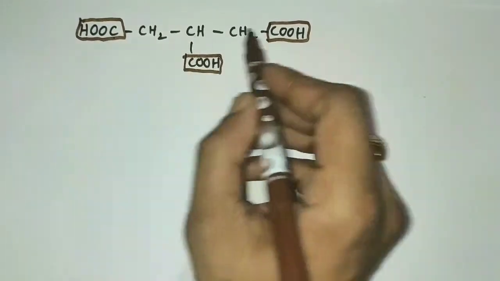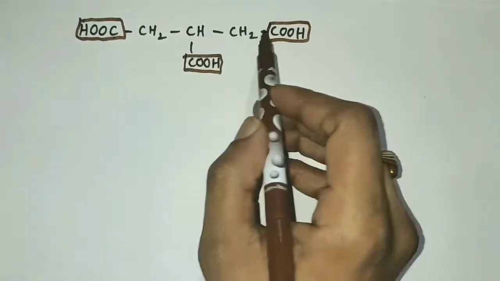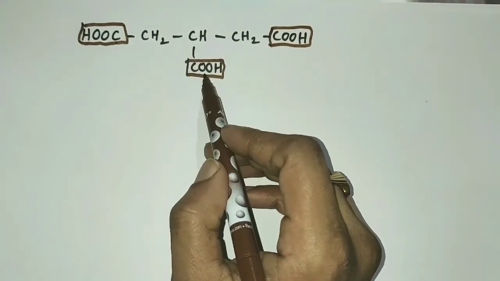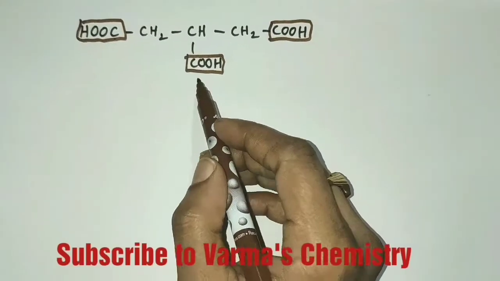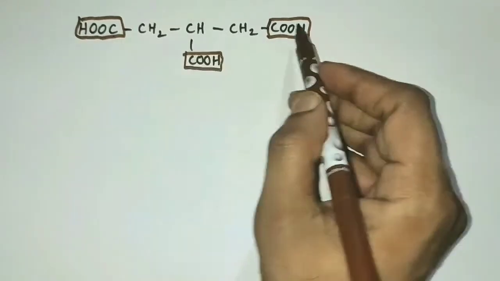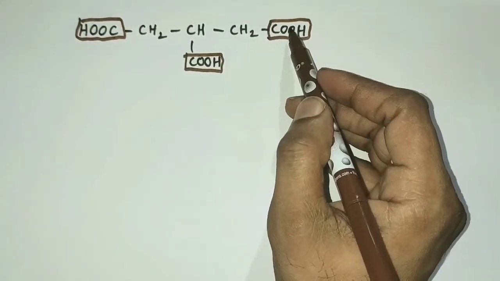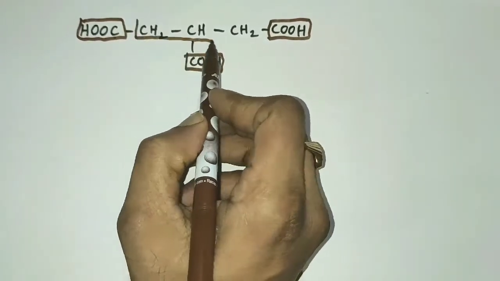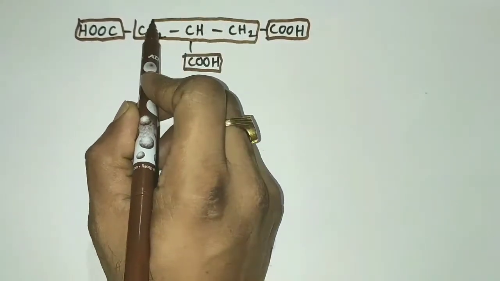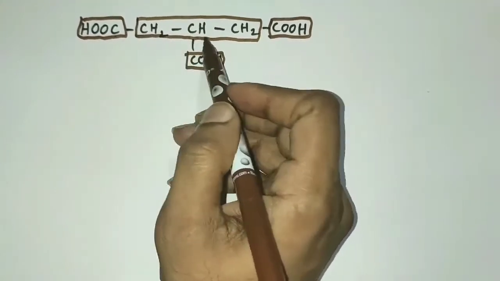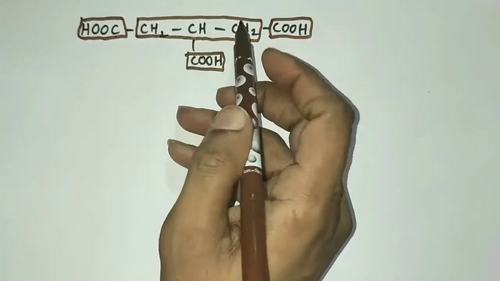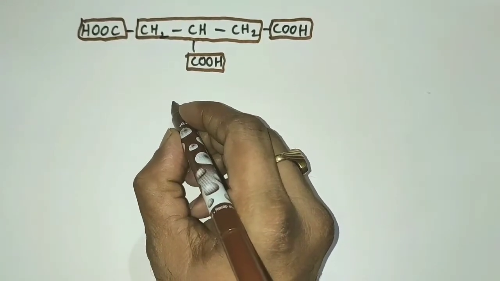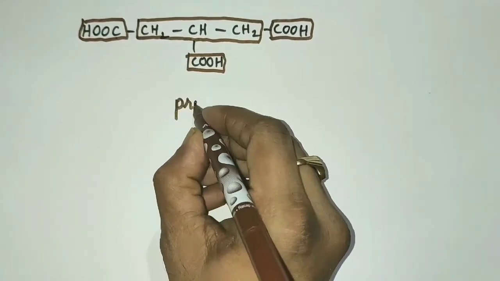In the same groups, how can we consider two groups in the long carbon chain and one group as a substituent? This is wrong. In such cases, we should exclude these functional groups from the longest carbon chain. We need to take the remaining carbon chain as the longest one. So this should be the longest carbon chain, which has how many carbons? 1, 2, 3. If there are 3 carbons in the longest carbon chain, then the root word is prop.